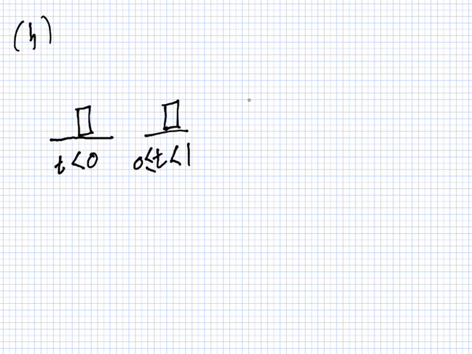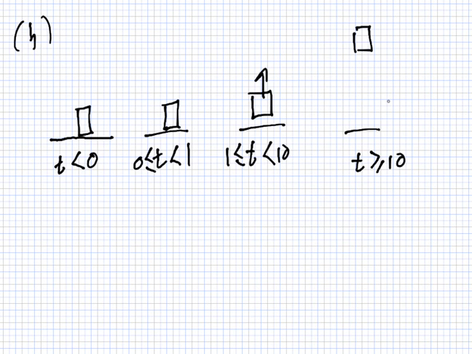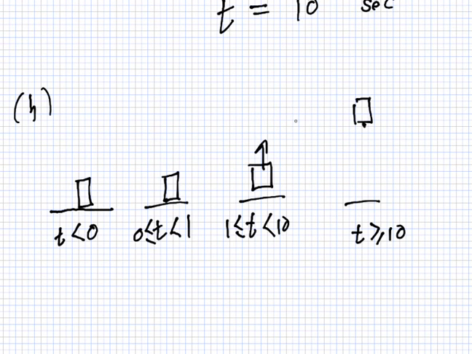So let's just draw a little picture of what's happening. This here is t less than 0. And then here this is when t is between 0 and 1. And then as soon as t is past 1, but it's less than 10, it's taken off. And then at the very top here, when t is bigger than 10, there's no fuel left. So it still goes up, but there's no more fuel.